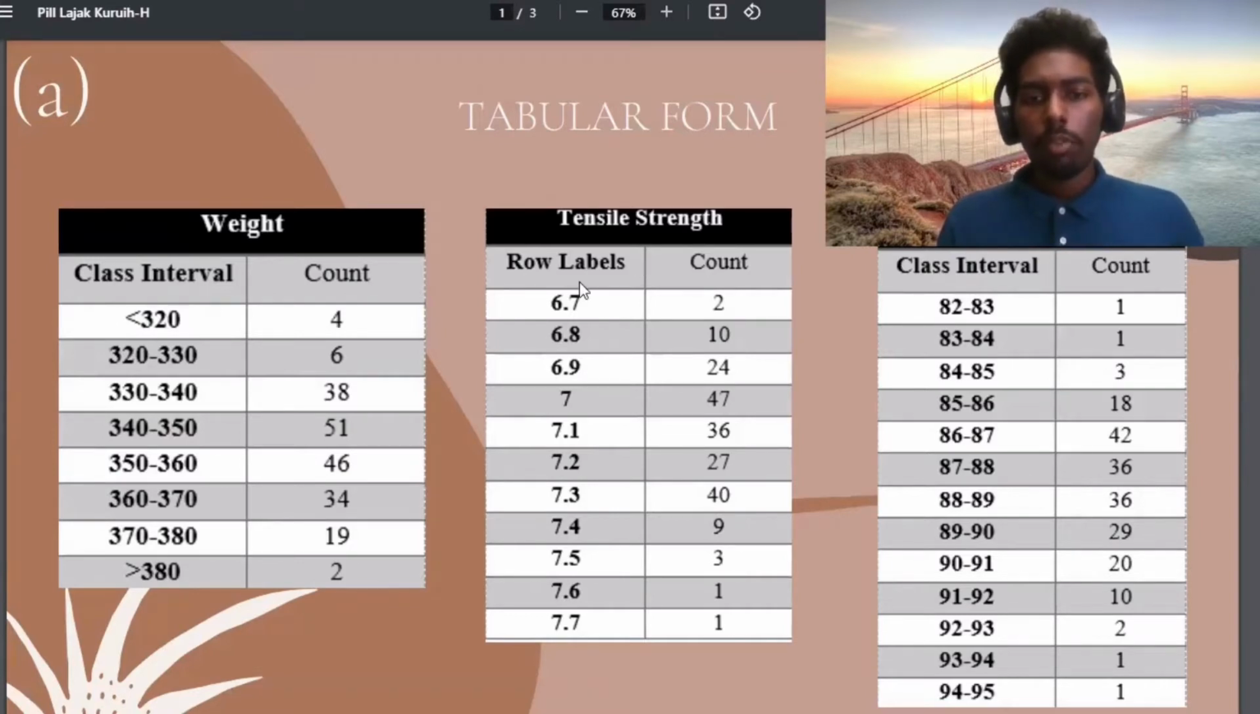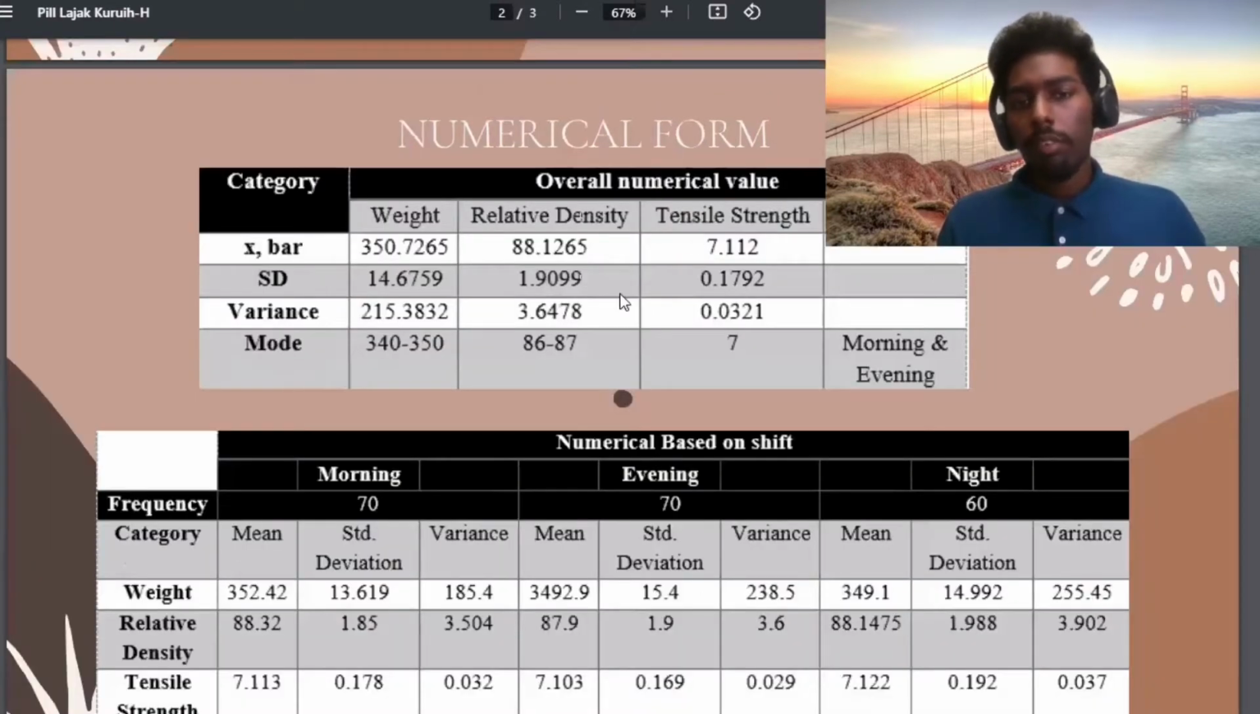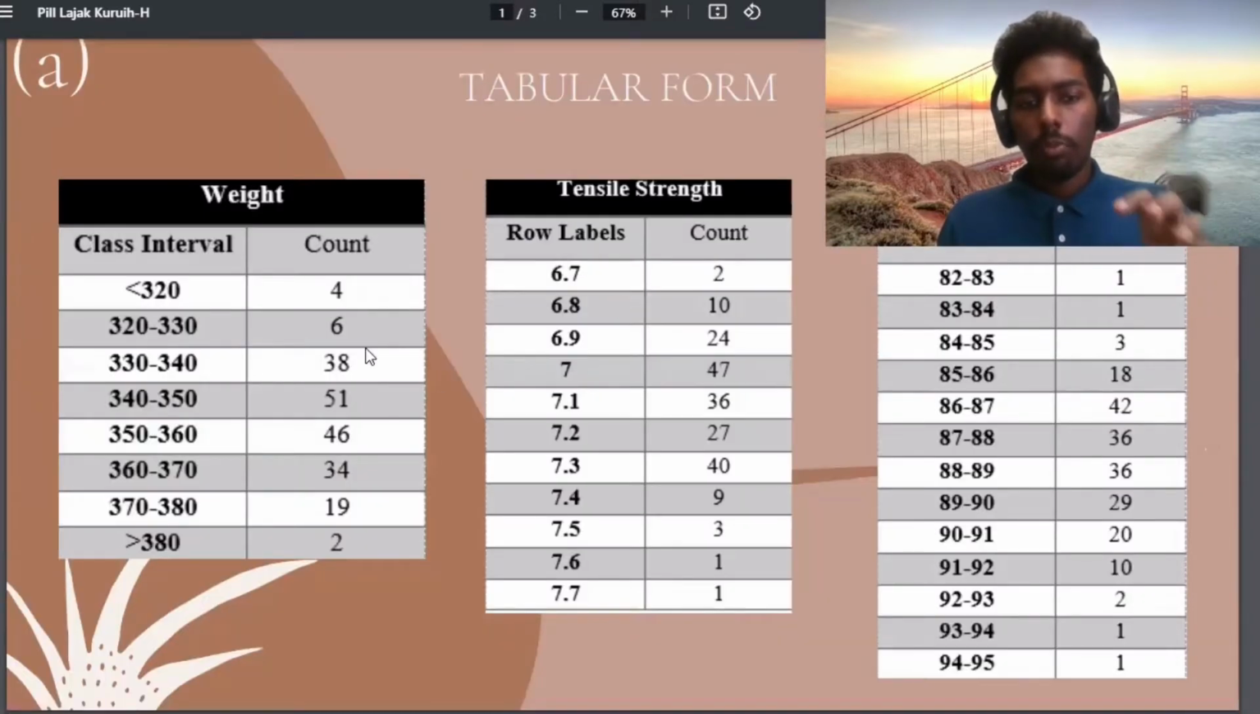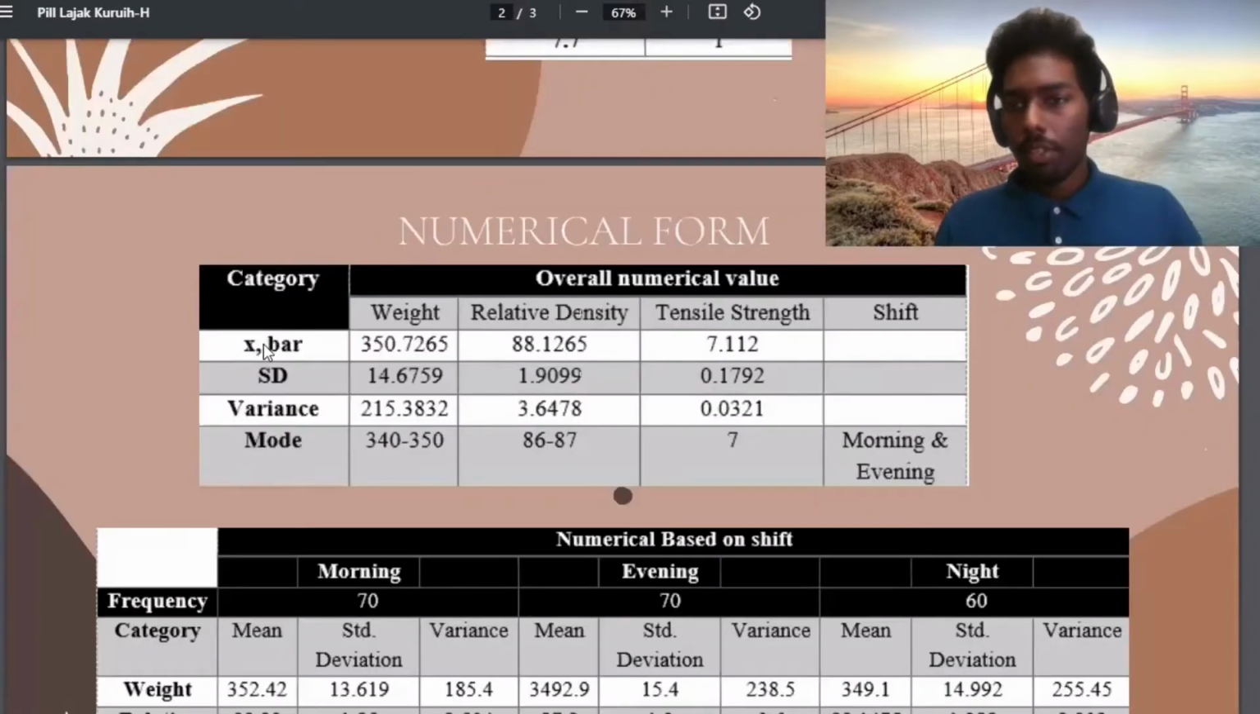So next up we have the numerical form. Of course, this has been derived from the tabular form, and we've put in X, standard deviation, variance, and mode for the different classes of weight, relative density, and tensile strength. Based on it, you could see the X values: for weight it is 350, for relative density it is 88, and for tensile strength it is 7.112.